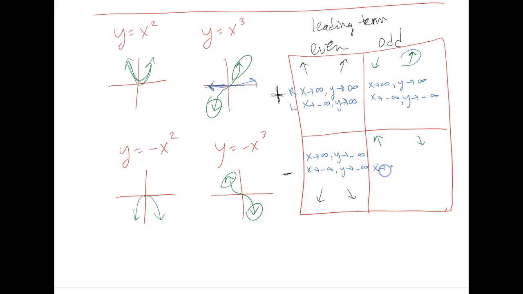So let me finish out our last little box here. So on the right, this one's going down. And on the left, this one's going up. All right, so this is our formal notation for end behavior. And you might be thinking, okay, why is that a big deal?